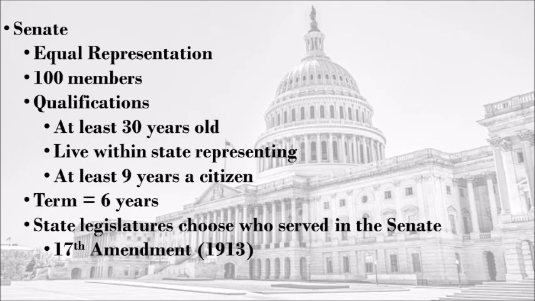Now let's turn to the Senate. Article 1, Section 3 tells us about the Senate. Membership in the Senate is based on equal representation. This was based on the New Jersey Plan or the Small States Plan. Every state, no matter the size, will have 2 senators. There is a total number of 100 senators in the United States, and this has been the number since 1959, when the last state, Hawaii, entered the Union in August of 1959.